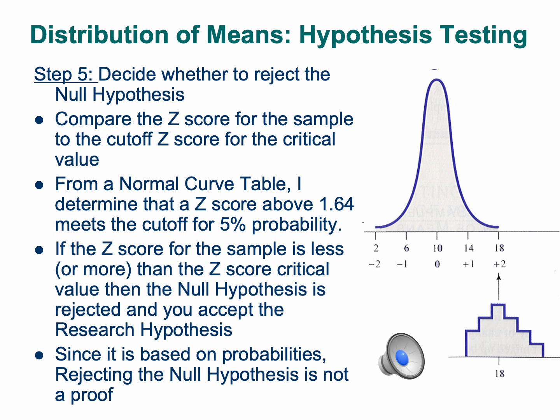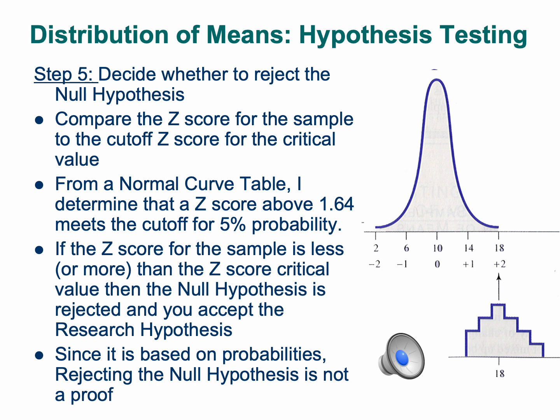Step 5 in hypothesis testing. This is the last step. So now we have to decide whether to reject the null hypothesis. We're going to figure out if our mean of our sample was so different from the distribution mean that we're going to conclude that it could not have occurred by chance, or it's very unlikely it occurred by chance, and we're going to reject the null hypothesis.